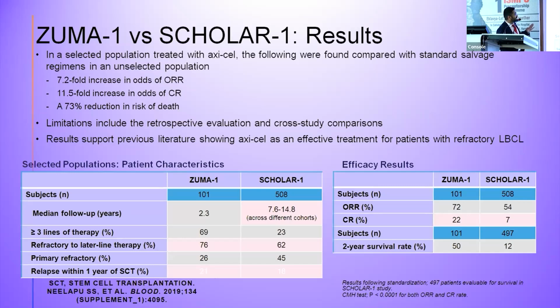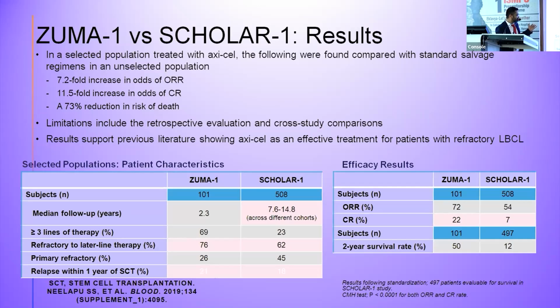So, versus the Zuma 1, which is one of the initial lymphoma CAR T studies, 508 patients. You see, in the Zuma 1 group, there is a 7.2-fold increase in odds of ORR, 11.5-fold increase in odds of CR, and 73% reduction in risk of death.